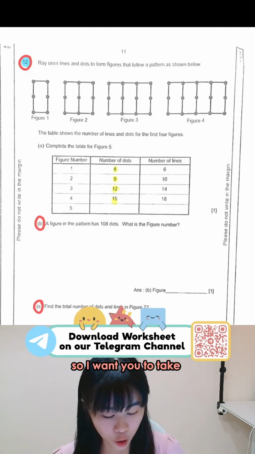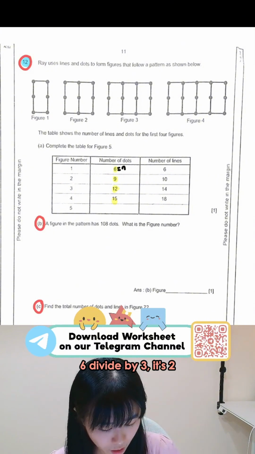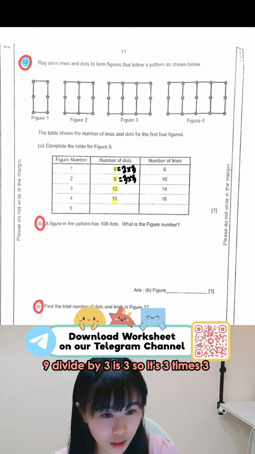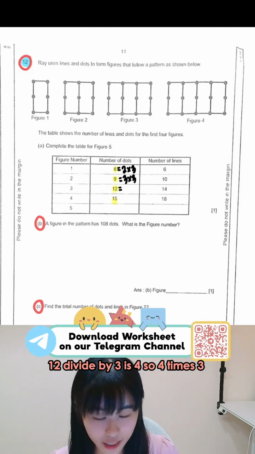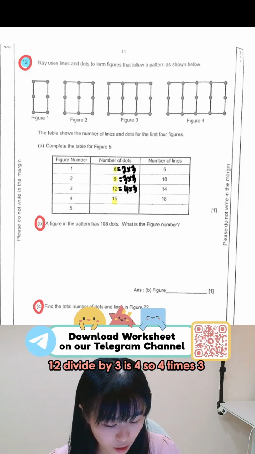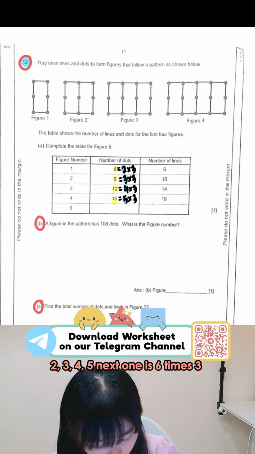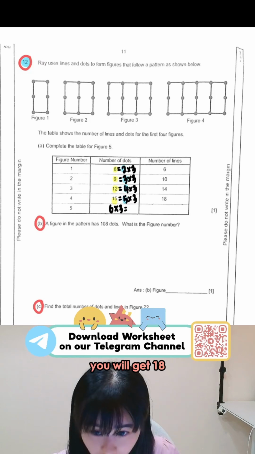So I want you to take 6 divided by 3, right? It's a 2. 9 divided by 3, right? It's a 3. So it's 3 times 3. 12 divided by 3 is a 4. So 4 times 3. 15 divided by 3 is a 5. So 5 times 3. Then the next one is quite easy. 2, 3, 4, 5. Next one is a 6. Times 3, you'll get 18.